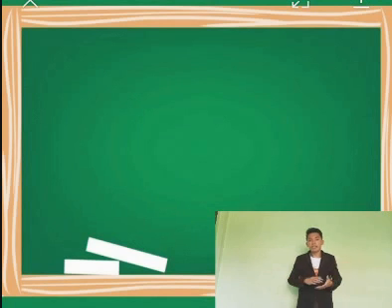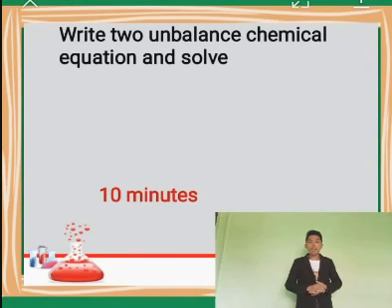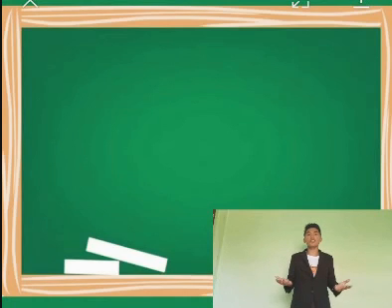Very good. So now, an individual activity: write 2 unbalanced chemical equations and solve them using the steps of balancing chemical equations. You only have 10 minutes to accomplish this task. Is it clear? So that is for your assignments.